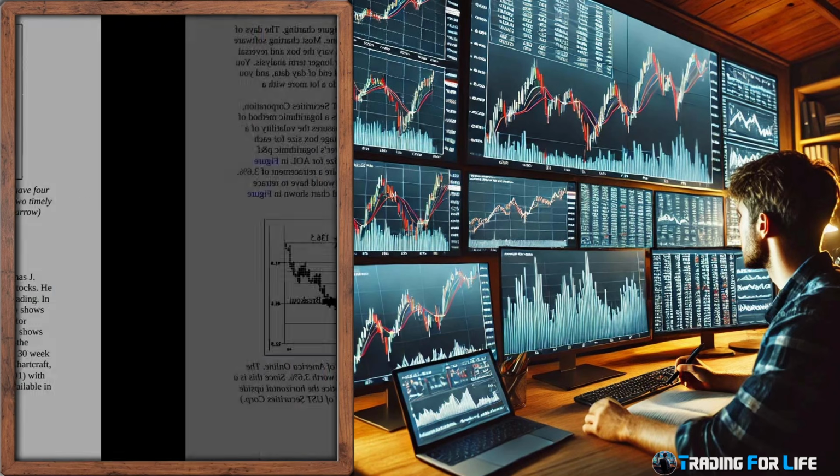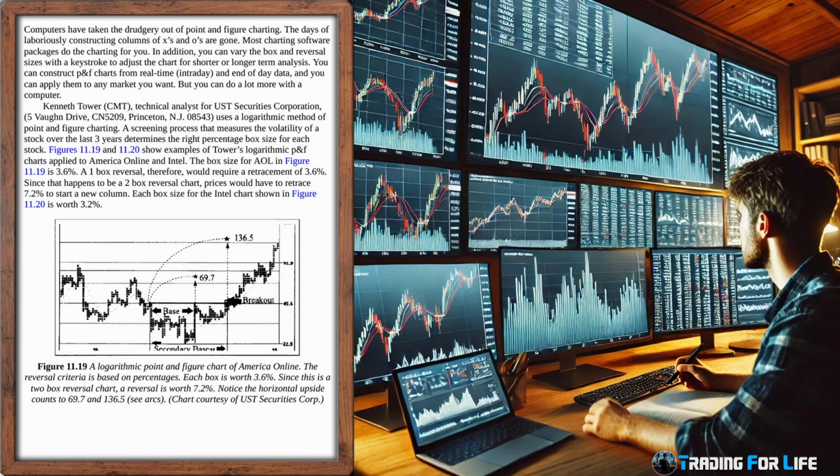Computerized P&F charting. Computers have taken the drudgery out of point and figure charting. The days of laboriously constructing columns of X's and O's are gone. Most charting software packages do the charting for you. In addition, you can vary the box and reversal sizes with a keystroke to adjust the chart for shorter or longer-term analysis. You can construct P&F charts from real-time intraday and end-of-day data, and you can apply them to any market you want. But you can do a lot more with a computer.